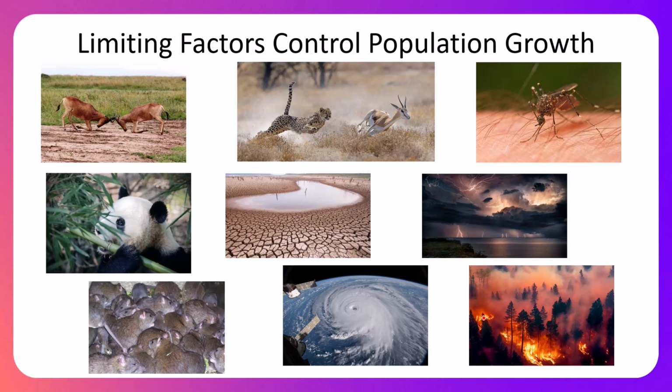Each of these pictures in some capacity will influence a population. And when you look at them just side by side, it appears that they're all just kind of randomly thrown together, but there are some ways that we can sort this group.